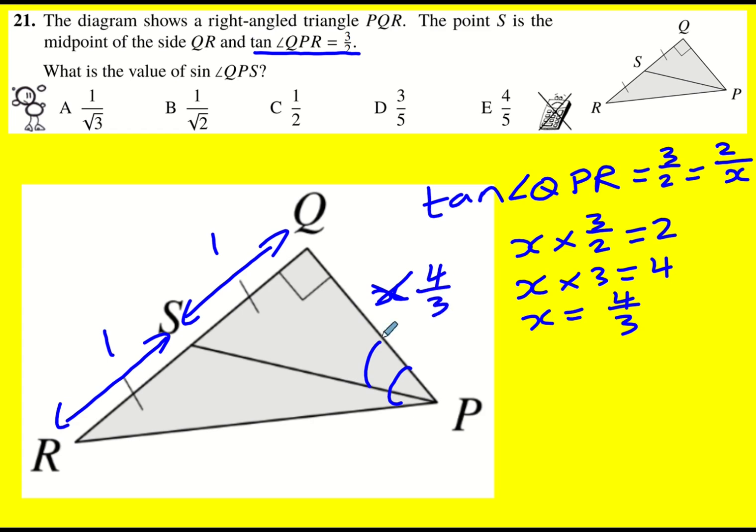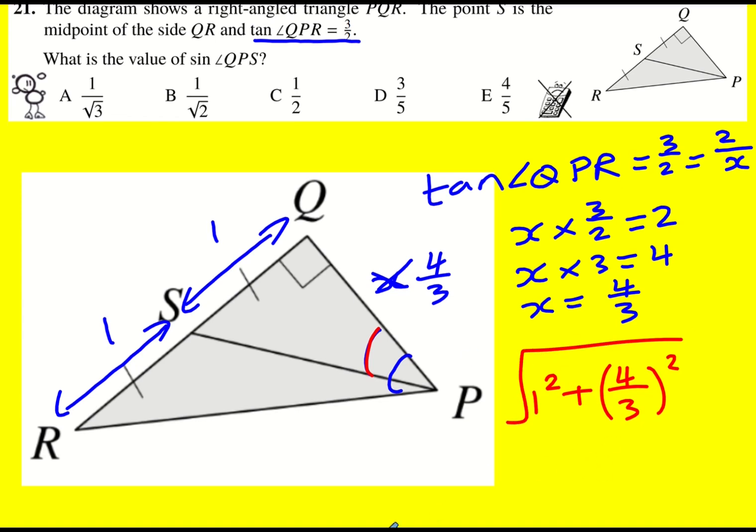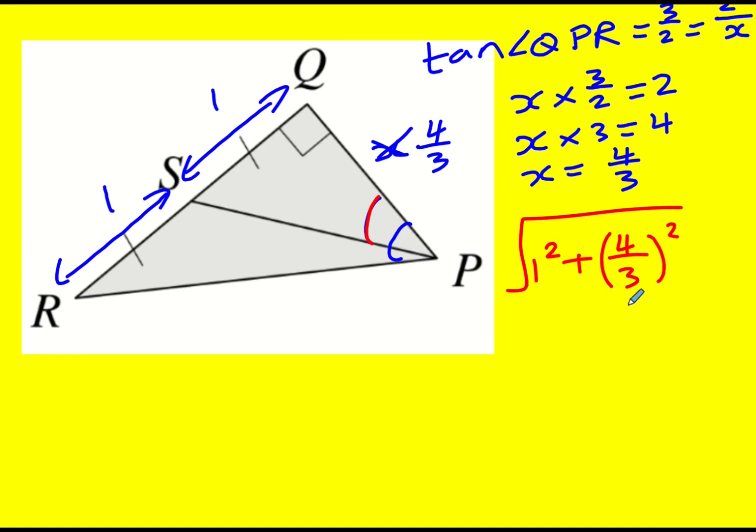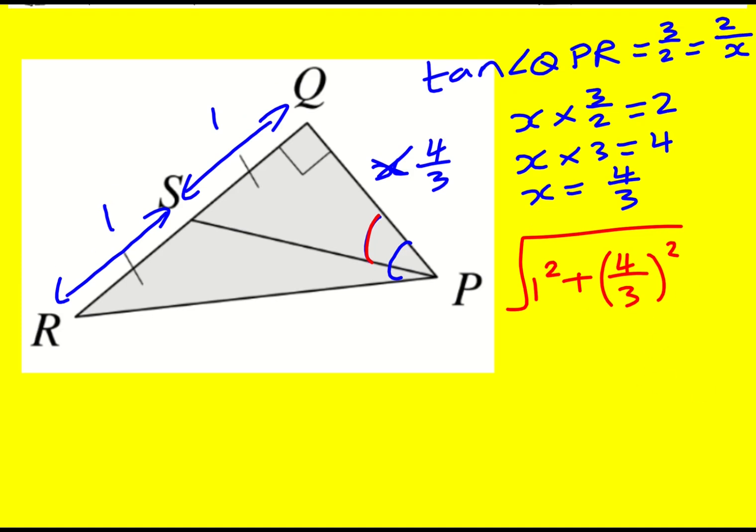Okay, we're asked about sine of this angle. So I need to work out the hypotenuse, but I now have a smaller right angle triangle to work with, and I can use Pythagoras. So it's going to be 1 squared plus 4 over 3, all squared, square rooted. Maybe, in hindsight, I could have gone with something other than a 1 to avoid the fractions, but I've just got to roll with it now.